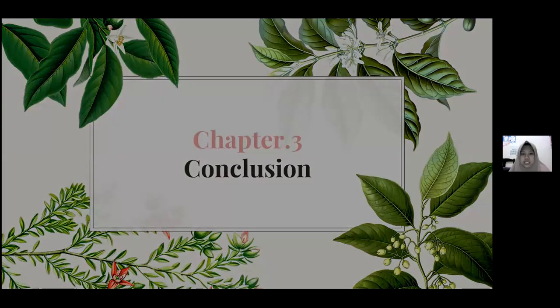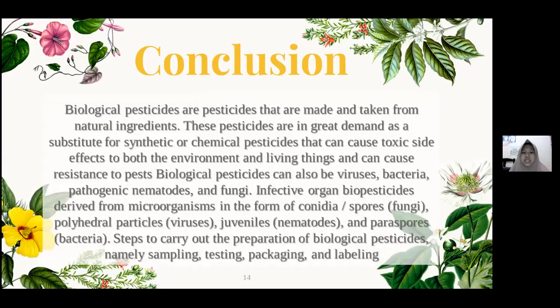And conclusions. Biological pesticides are pesticides that are made and taken from natural ingredients. These pesticides are in great demand as a substitute for synthetic or chemical pesticide that can cause toxic side effects to both the environment and living things and can cause resistance to pests. Biological pesticides can also be viruses, bacteria, pathogenic nematodes, and fungi.